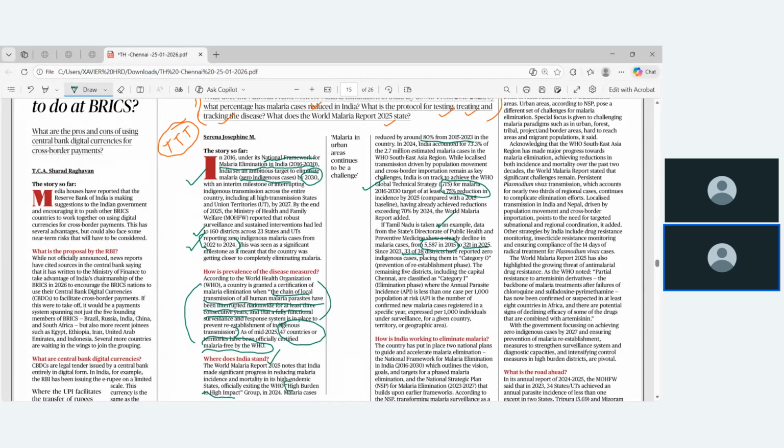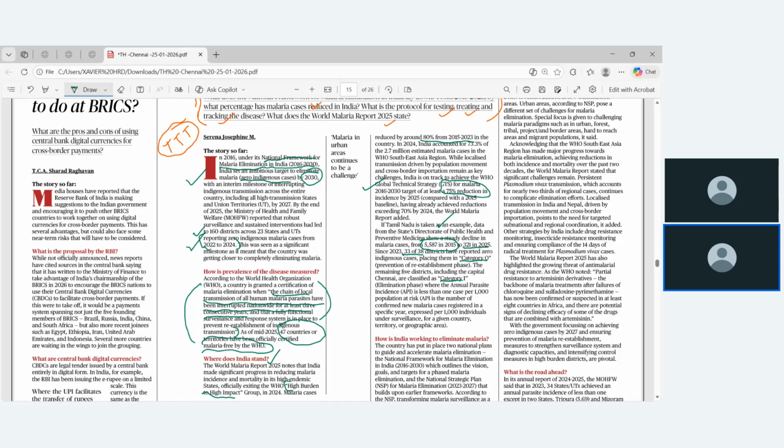At the same time, around 33 of 38 districts have reported zero indigenous cases, which means they are in the category of prevention of re-establishment phase. The remaining 5 districts, including the capital Chennai, are classified in category I, which is the elimination phase. So this is the success rate in Tamil Nadu.